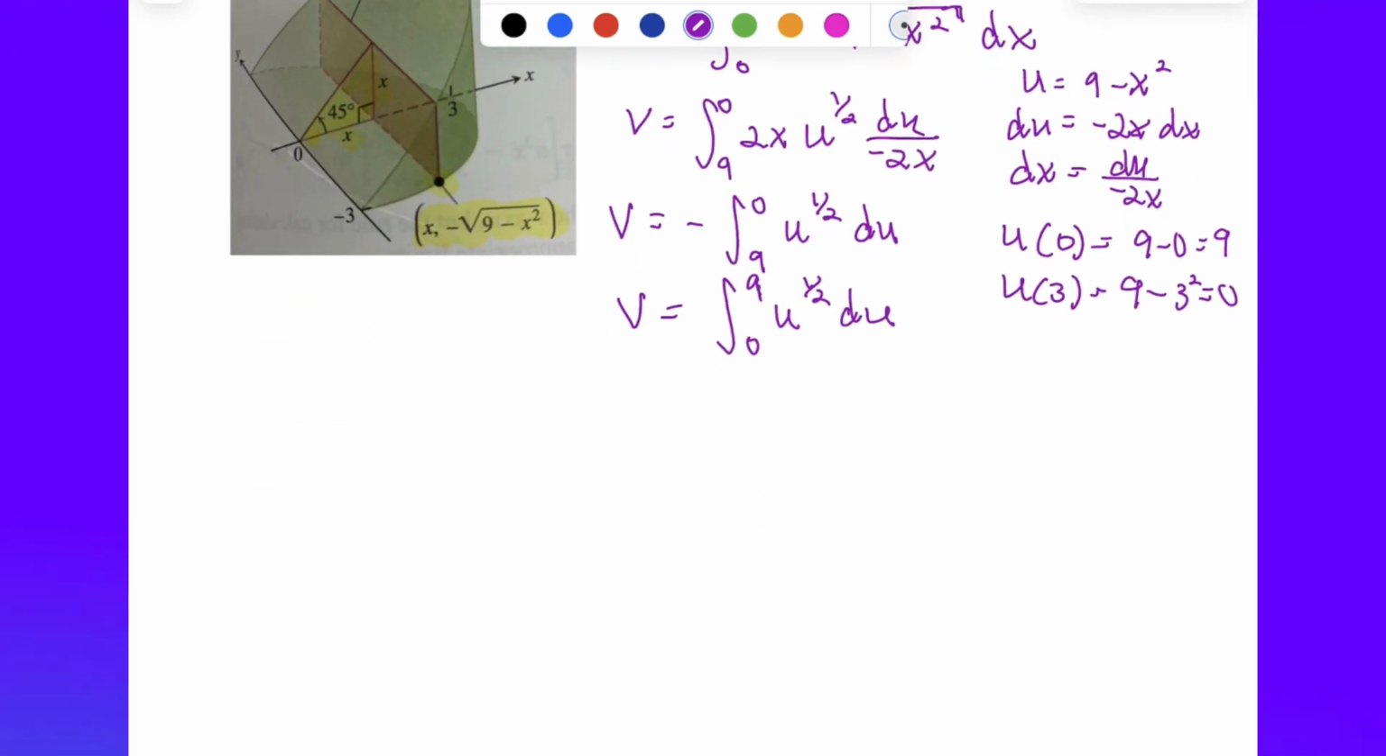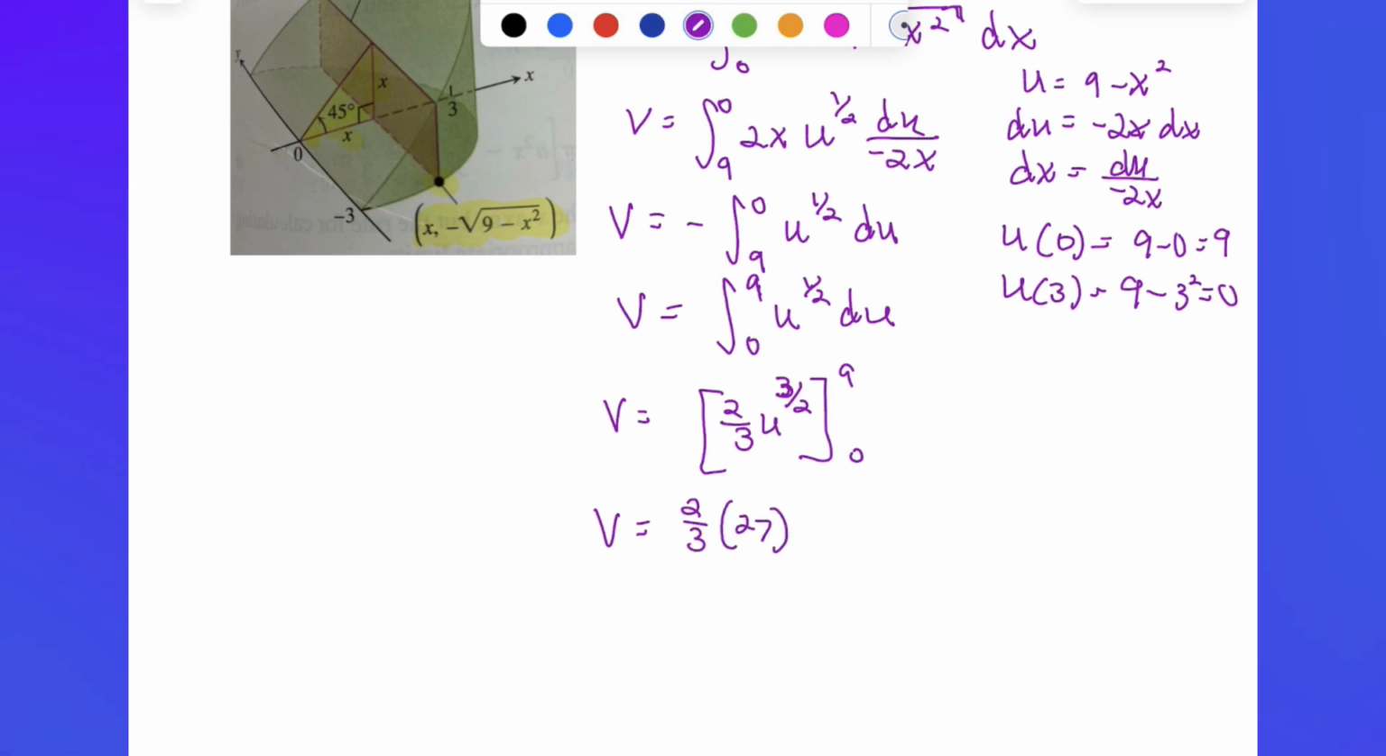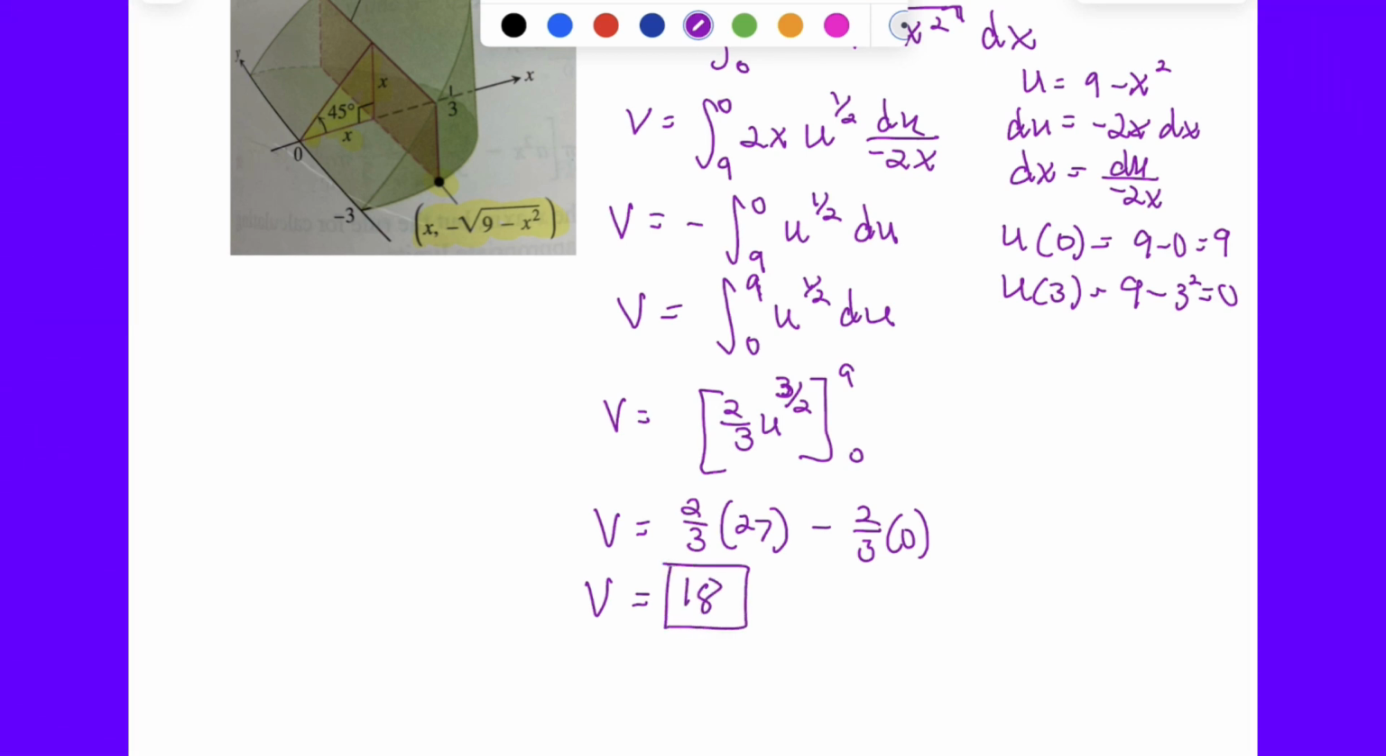And then this is just simple to integrate. And I get 2/3 u to the 3/2. And that's going to be integrated from 0 to 9. So first thing I'm going to do is replace the u with 9. So 9 to the 3/2 gives me 27, and replacing it with 0 gives me a 0. And so I get 2/3 of 27, which is 18. So my volume of this 3D object is 18 cubic units. Okay, that is how you find volume using cross-sections.